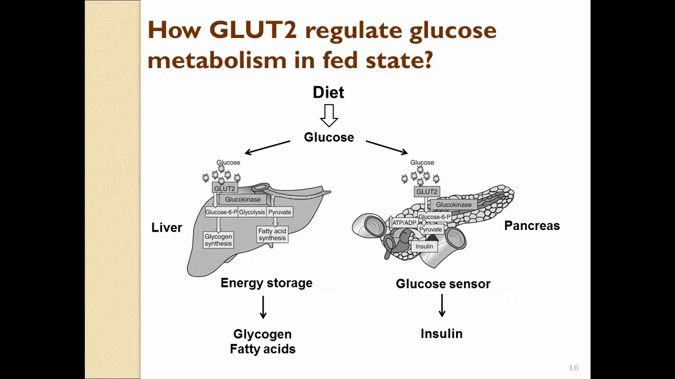So here we just wanted to learn how GLUT2 regulates glucose metabolism in the fed state. Again, GLUT2 is expressed in two major tissues, liver and pancreas, right? When we eat food, we absorb a lot of glucose and raise the blood glucose levels. This increased blood glucose level can stimulate uptake of glucose by GLUT2, right? GLUT2 is more active when blood glucose levels are high. So GLUT2 takes up a lot of glucose into the liver and pancreas.